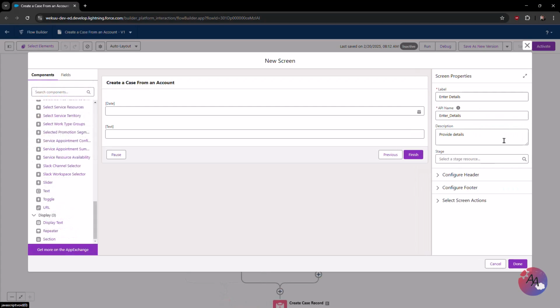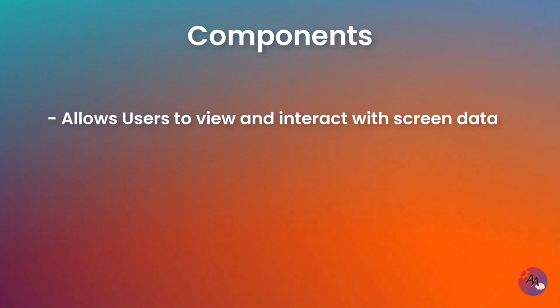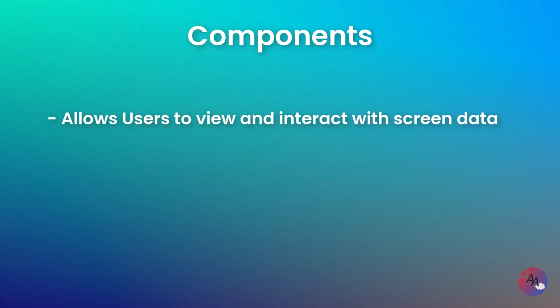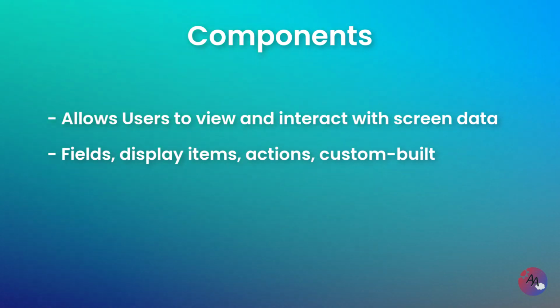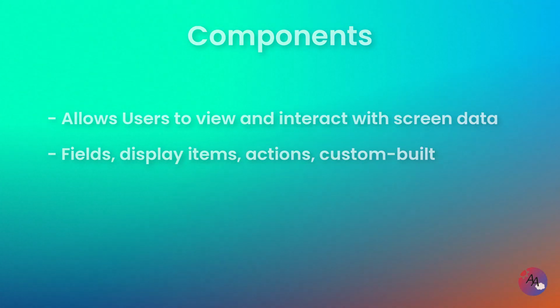After we have configured our screen properties, it is now time to build out the screen. To do this, we will need to add components or fields to the screen. Let's start with components. Components allow a user to view, interact, and take action on data while inside a screen. Components can be made up of fields, display items, and even actions or custom-built solutions.